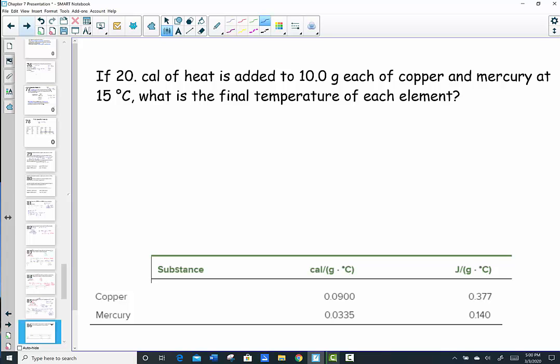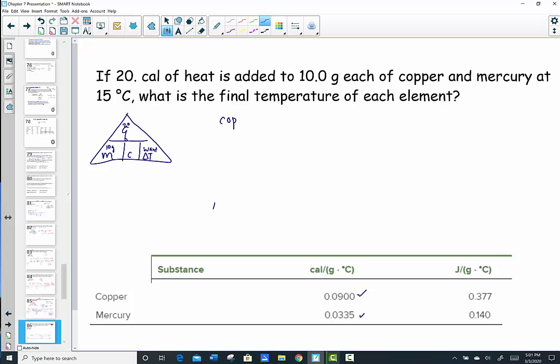We have 2 separate problems here, don't we? We have to solve for copper and then for mercury. I know that Q is equal to M times C times delta T. We want to know the final temperature, so we better solve for delta T. That's what we want to know. Now both of these are giving me 20 calories of heat, and they're both giving me 10 grams, but I've got to solve 2 separate problems. One using the copper and one using mercury.